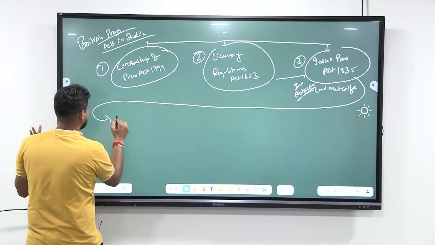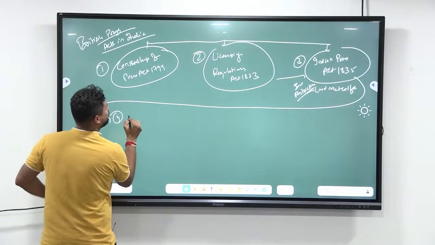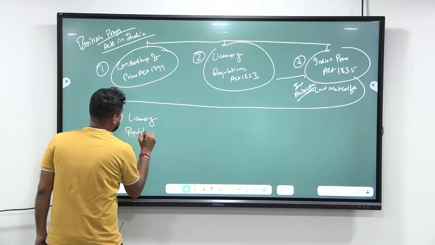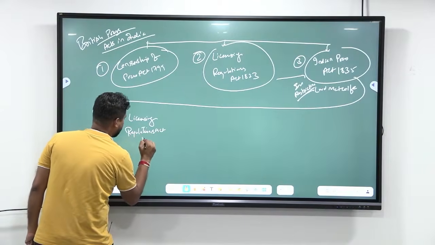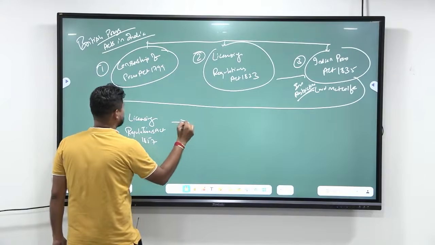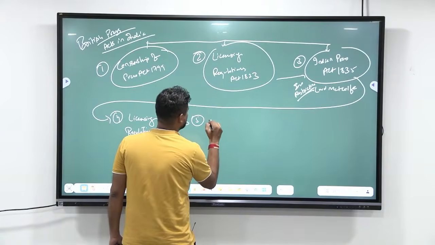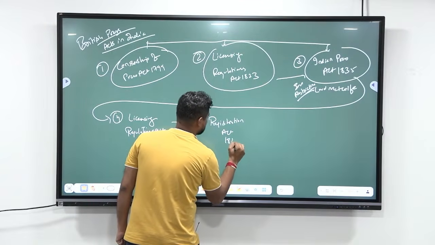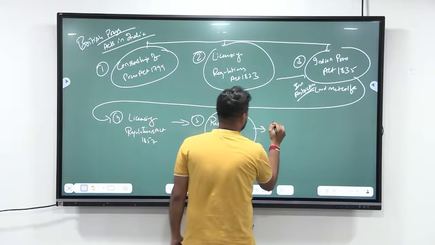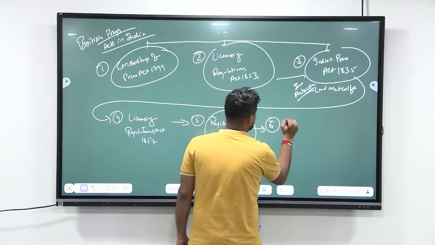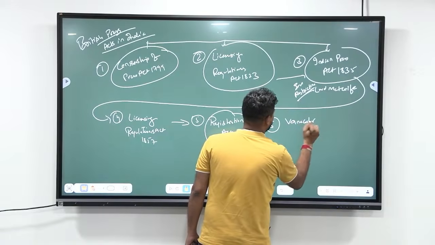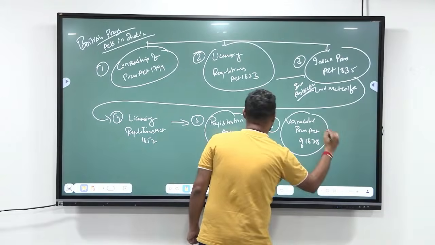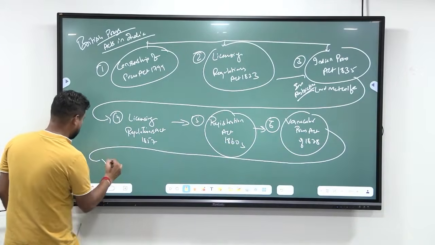Then comes the Revolt of 1857. So you have the Licensing Regulations Act of 1857. After this comes the fifth one, Registration Act of 1860s. After this comes the very infamous one that everyone knows, that is Vernacular Press Act of 1878.